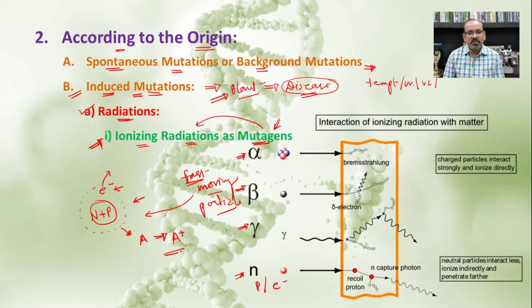Such changes occur in the DNA molecule with respect to ionizing radiations, and hence they are responsible for changing the DNA and thus for the mutation. Such mutations, caused by the ionization of atoms or components, are known as ionizing radiations as mutagens, and these are alpha rays, beta rays, gamma rays, even protons, neutrons and electrons, etc.